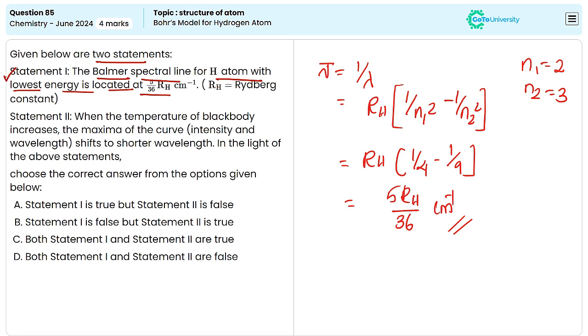In the second statement, it says that when the temperature of a black body increases, the maxima of the curve shifts to the shorter wavelength. This is also true because from this graphical representation we can see here the temperature T2 is greater than T1. So when temperature is increasing, the maxima of the curve is shifting to the shorter wavelength region.